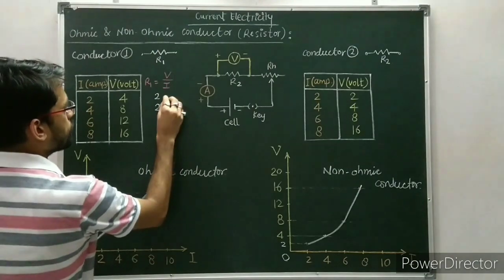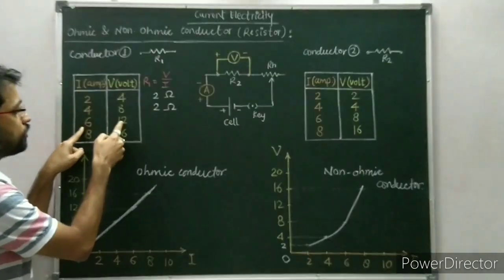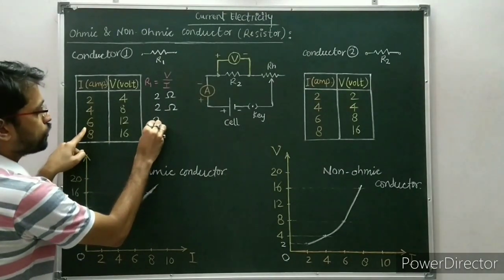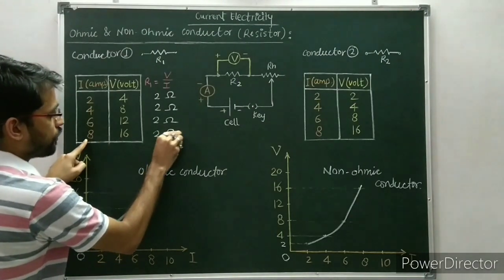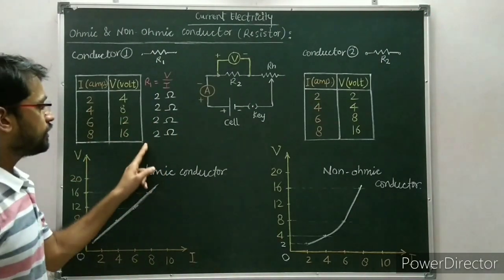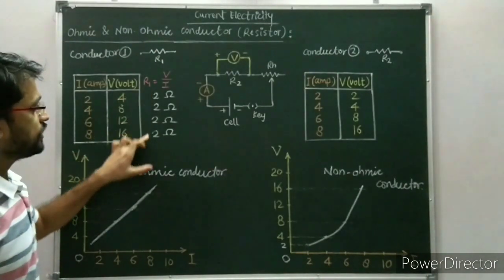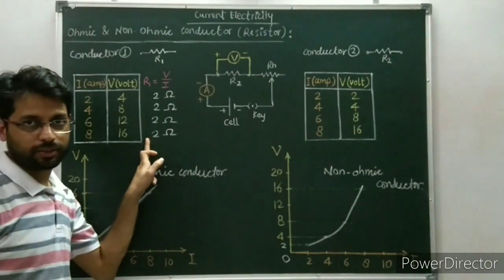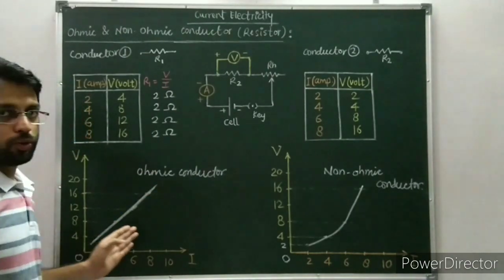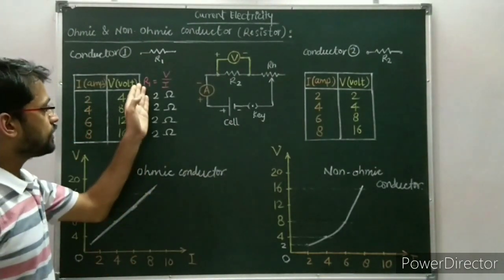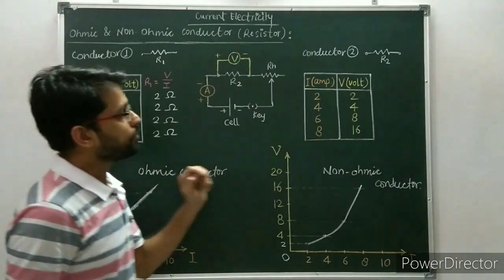Resistance will be in ohm. For this pair of values, 12 divided by 6, 2. 16 divided by 8, 2. And you see that the value of resistance is not changing, it is constant. So that's why the conductor is obeying Ohm's law, because the resistance of the conductor is constant, it is not changing. Now come to the second conductor.